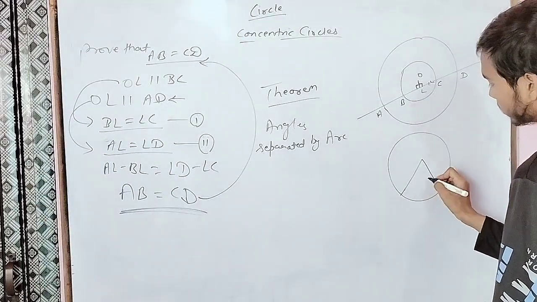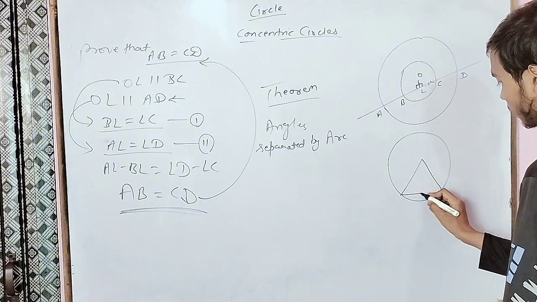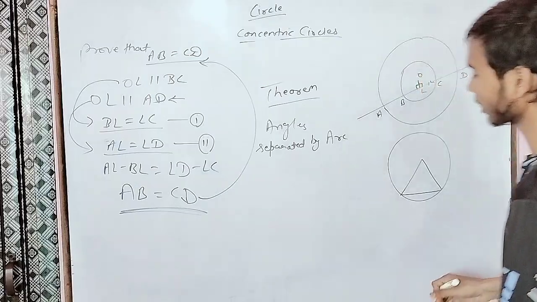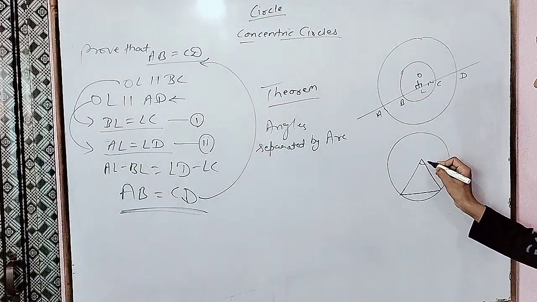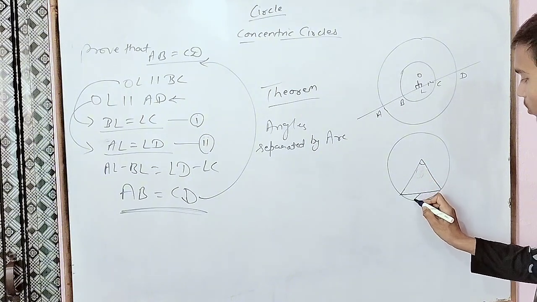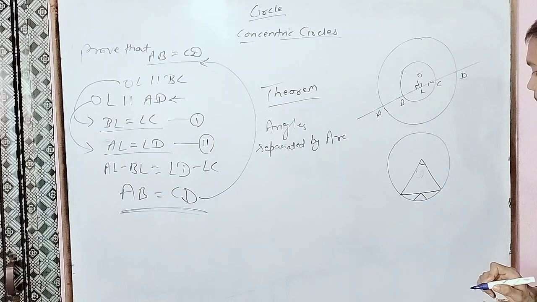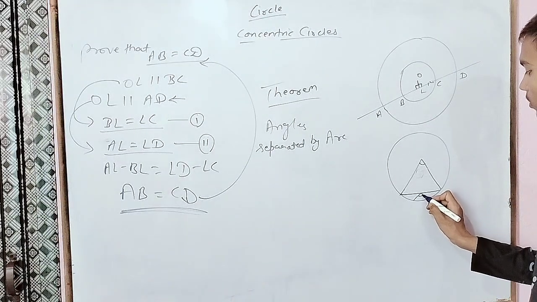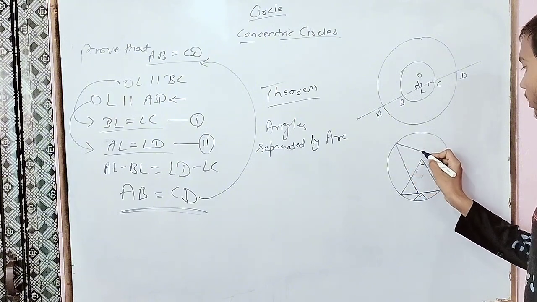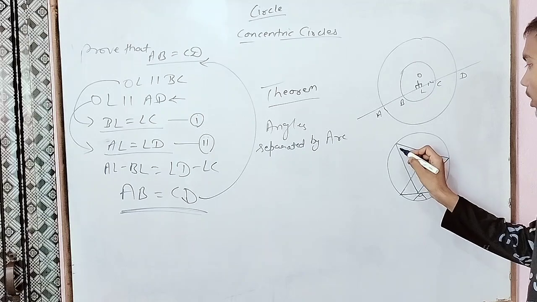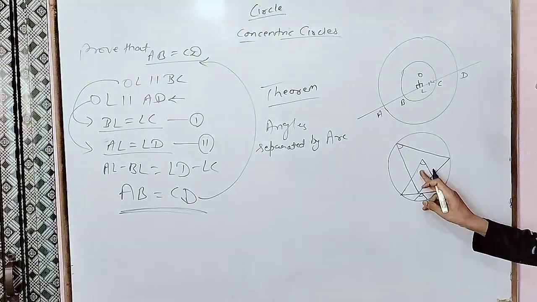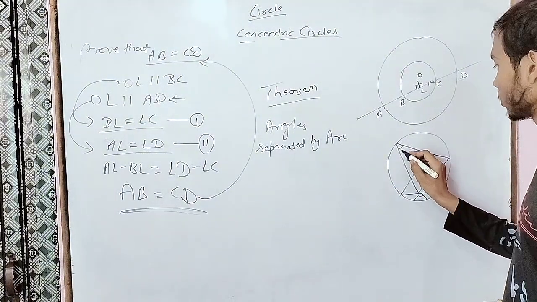In this sector, how many angles can we form? At the center we can draw one angle, and in the minor segment we can draw an angle, and in the remaining part, which is the major sector, a triangle can be drawn, this angle. So as we know, this is 40, then this will become 20.